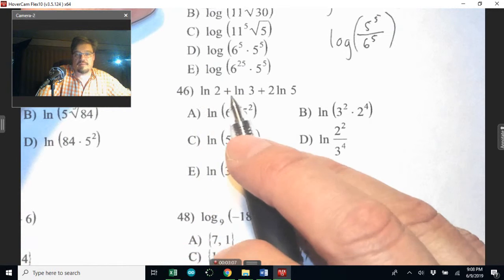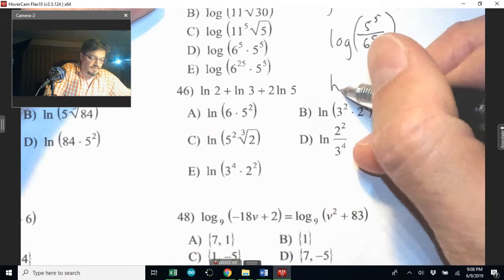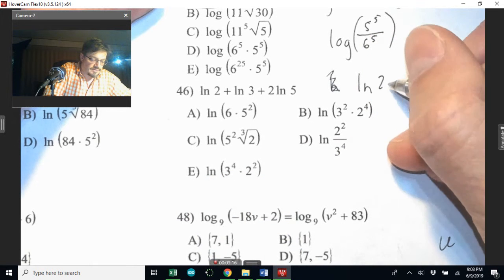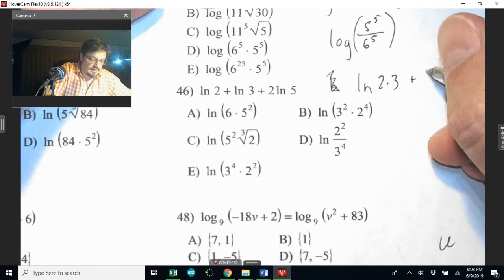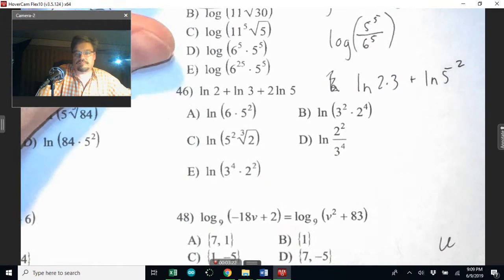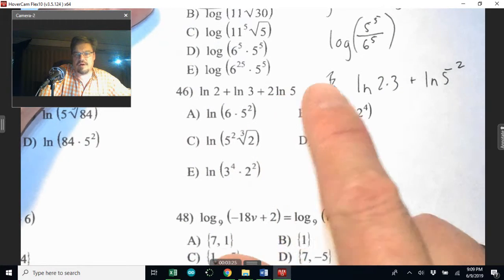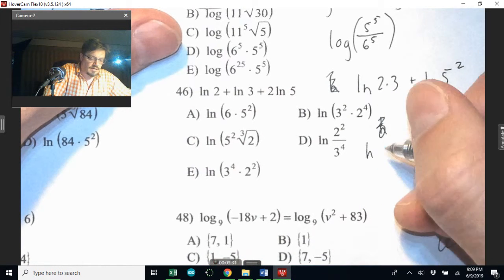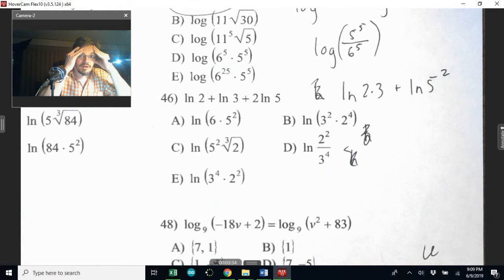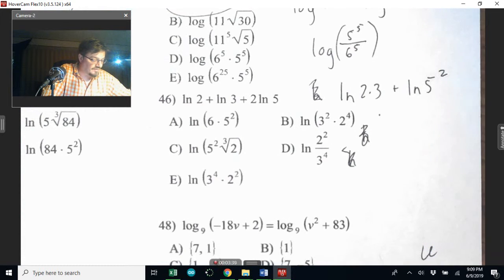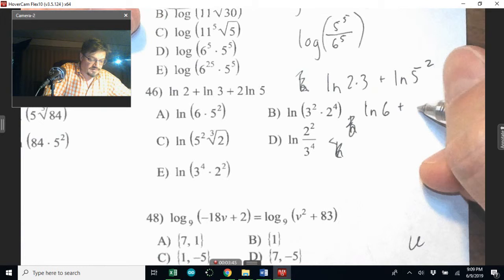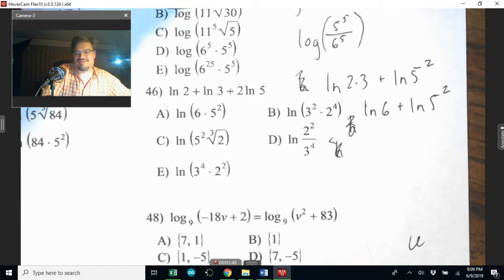These guys have nothing going on with them. Nothing here, so I can actually do ln of 2 times 3 plus the ln of 5 squared. I just combine those two and then put that 2 up to the top of 5, that exponent there. This is now ln. Oh, why am I writing h for every single ln? This is crazy. How many times have I squared? 1, 2, 3, 4 times. Okay. ln of 6 plus the ln of 5 squared, which is 25.